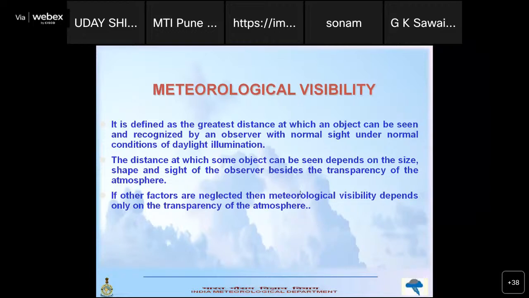Now, when aircraft operation is going on, nobody will go to the runway side to take the observation. So somehow, instrumentally, that visibility should come to the airport air traffic controller room. The instrument designed to measure the transparency of the atmosphere is called a transmissometer, and it gives the visibility values. In aviation operation, MOR, meteorological optical range, and RVR, runway visual range, are very important.